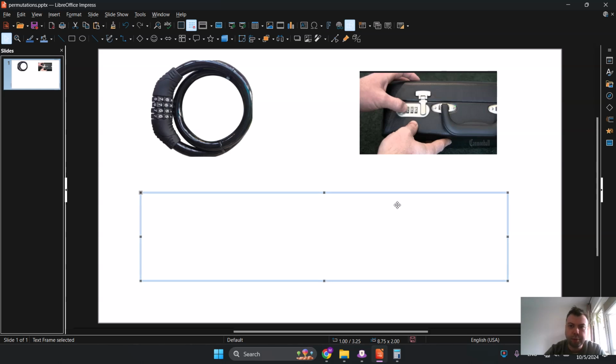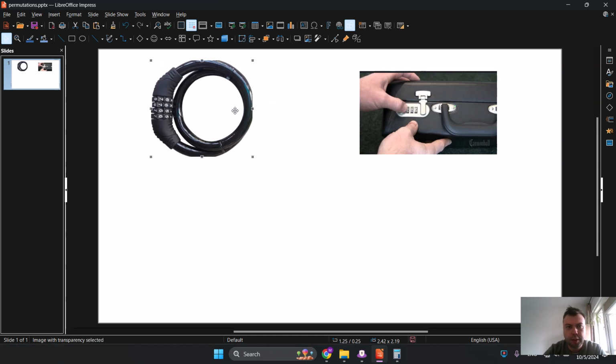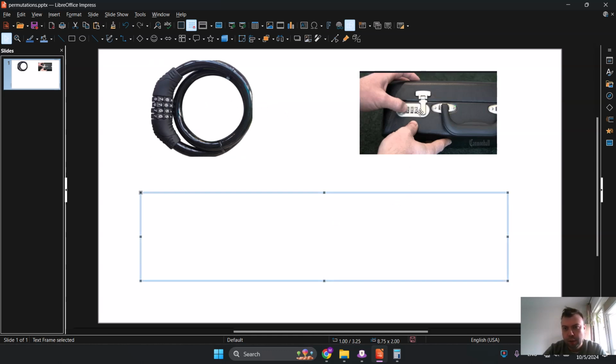Everyone, today I will try to answer the question: is it safe to use this kind of lock? For example, a 3-digit lock on a suitcase and a 4-digit lock for a bike. So how many combinations are there in total?